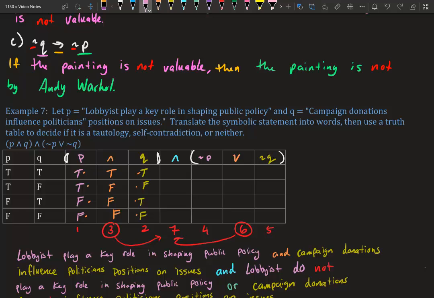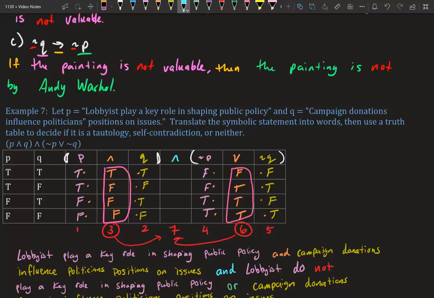We have negation P, so let's do the opposite. So false, false, true, true. We have negation Q, so we do the opposite. So F, T, F, T. And then we'll bring it together with or, just one thing needs to be true. So false, false, that's false. False, true, that's true. True, false, that's true. True, true, that's true.